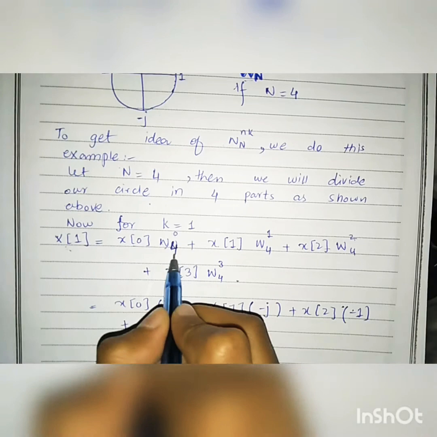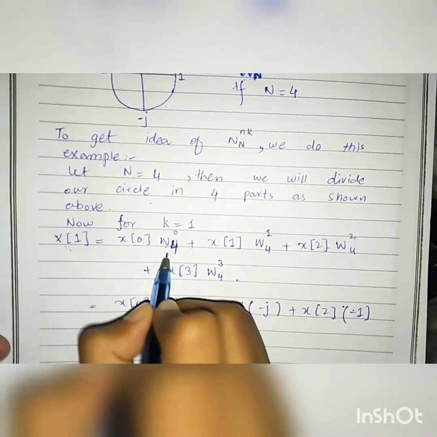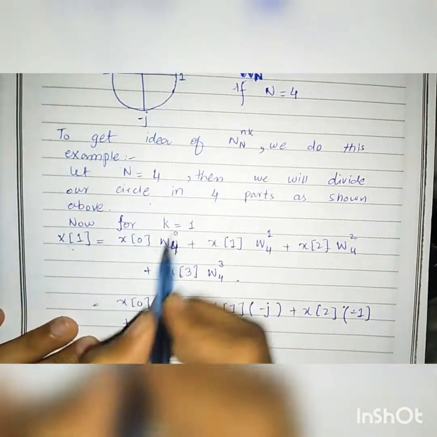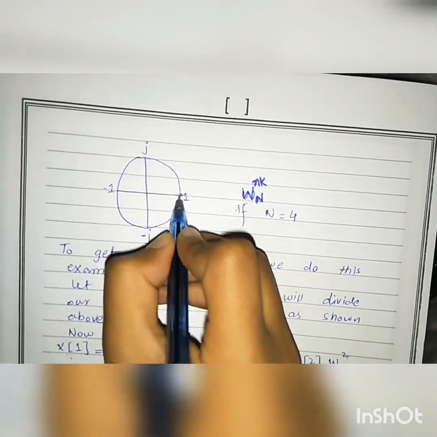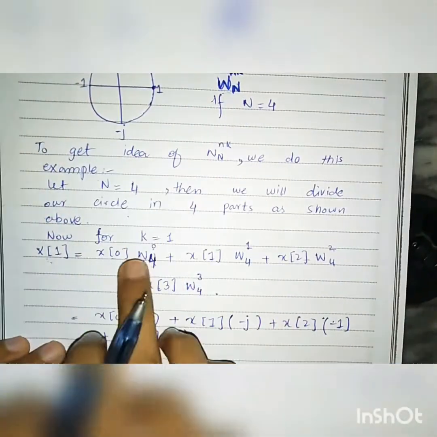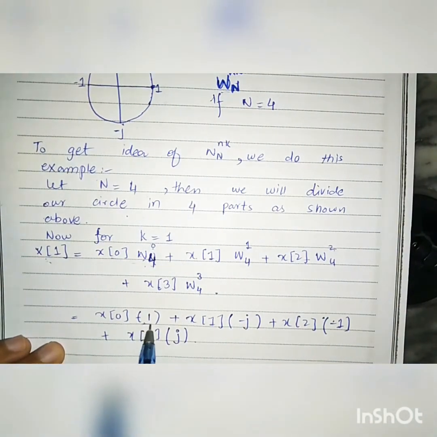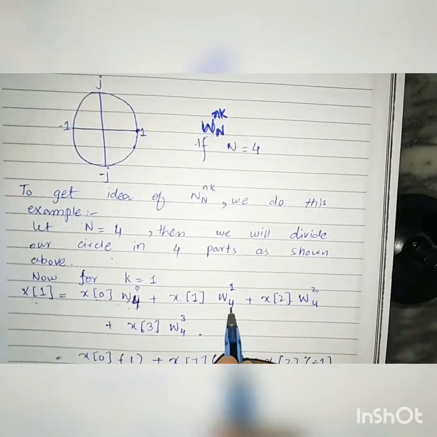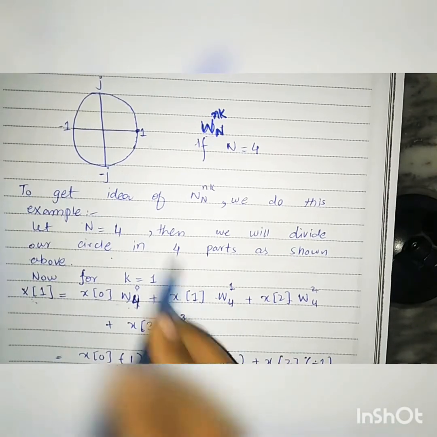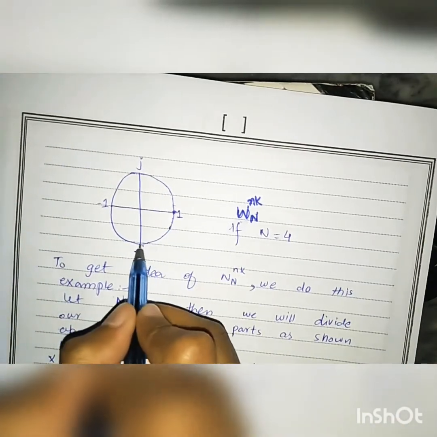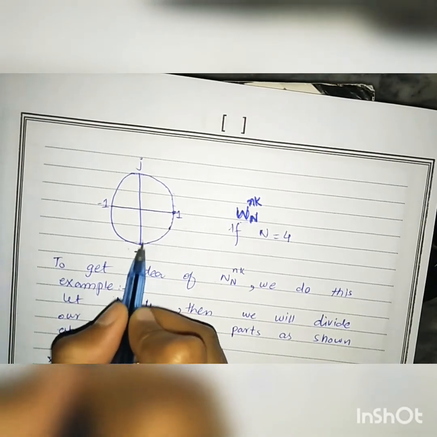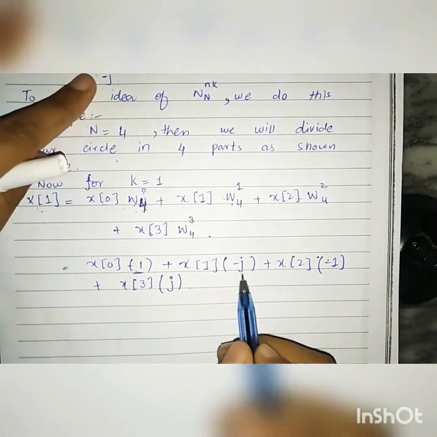Now w of 4, 0, what is this? This is w of 4, that means this circle and the position 0. That means in place of w 4 0 we will have a 1. After that w 4 1. W 4 1 is the circle for 4 and 1 is in clockwise motion, this position is 1. So w 4 1 will be minus j.